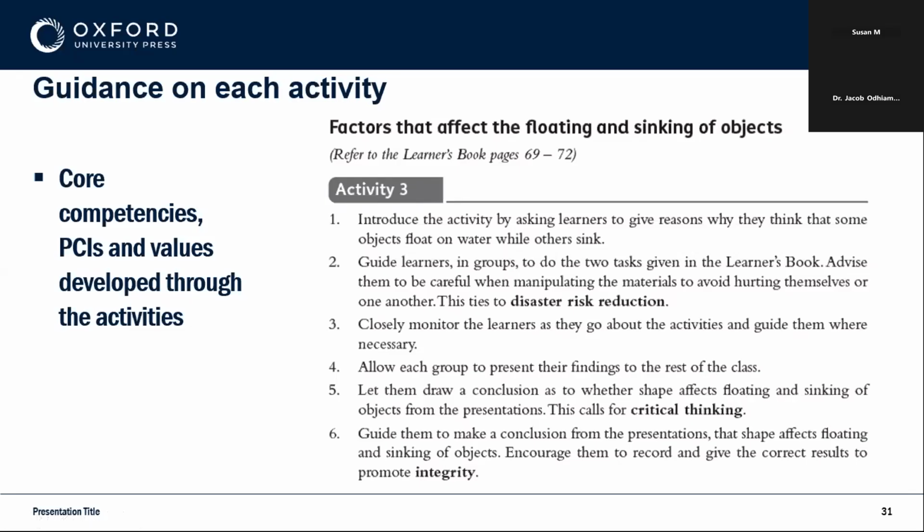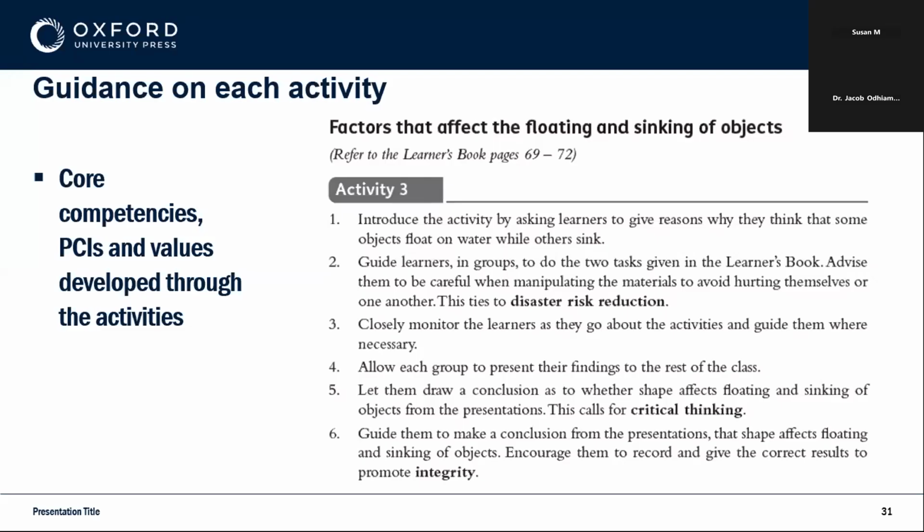You can also see there in the excerpt we have given, there's disaster risk reduction, that is a PCI, which is infused as they handle materials. Some materials can hurt them. Therefore, they're supposed to handle them with care. For example, here they are handling stones. Sometimes they are putting them in glass containers, which can break and hurt them. So this PCI is infused there when they are handling the materials.